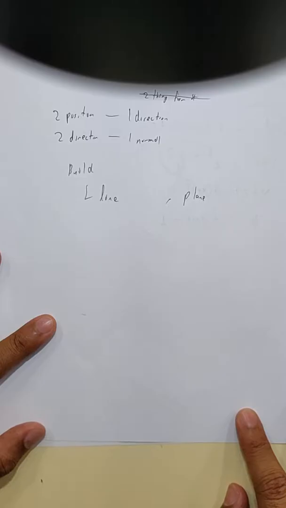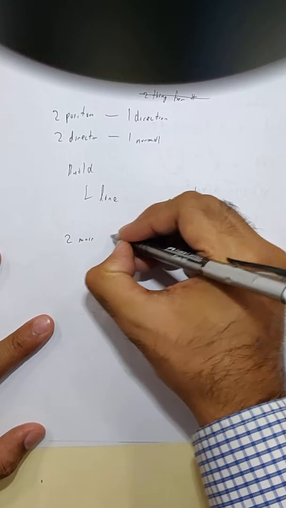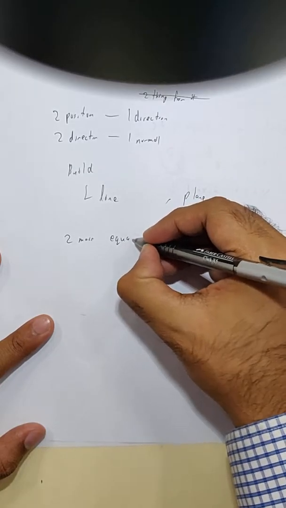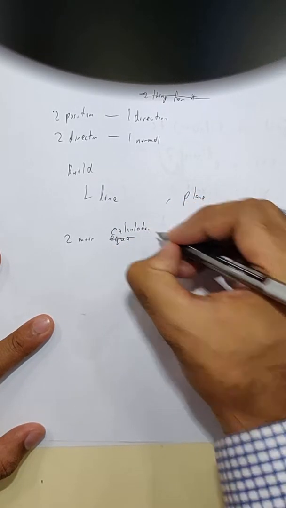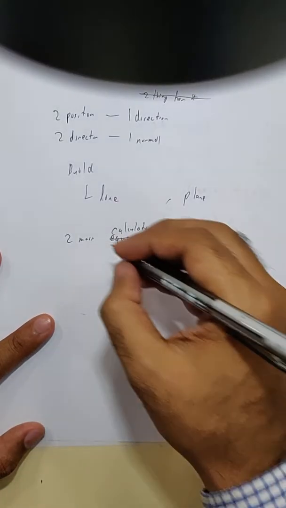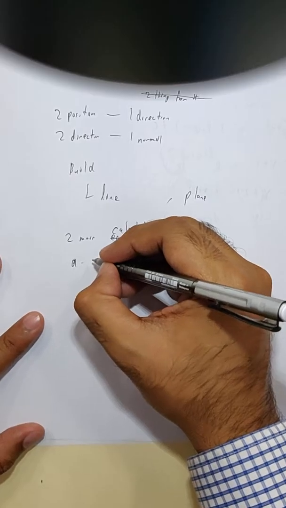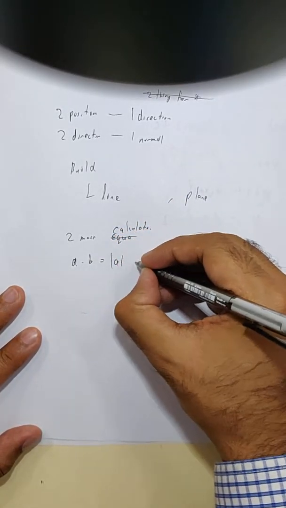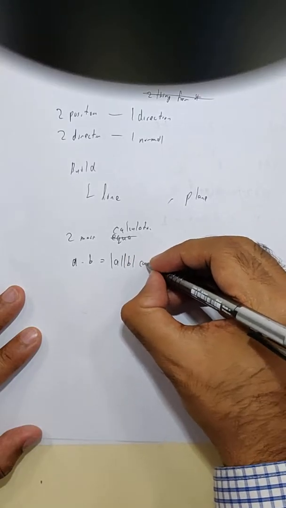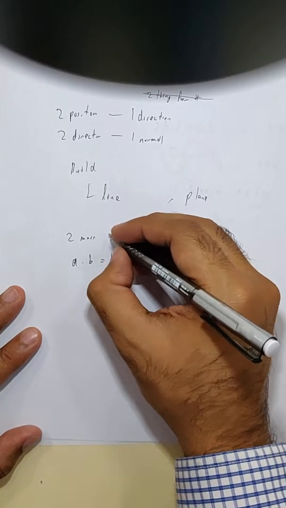And there are two main equations that you need to know to be more exact in calculation. The scalar product will be A dot B equals modulus A, modulus B, cos theta. This is the scalar product.